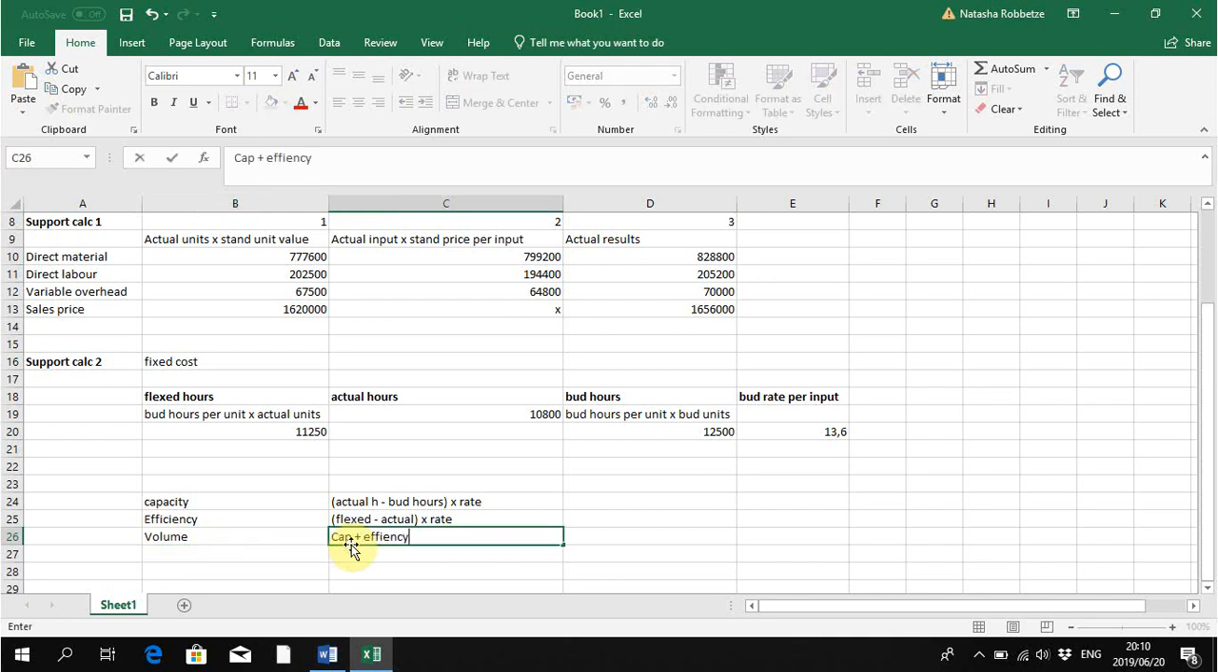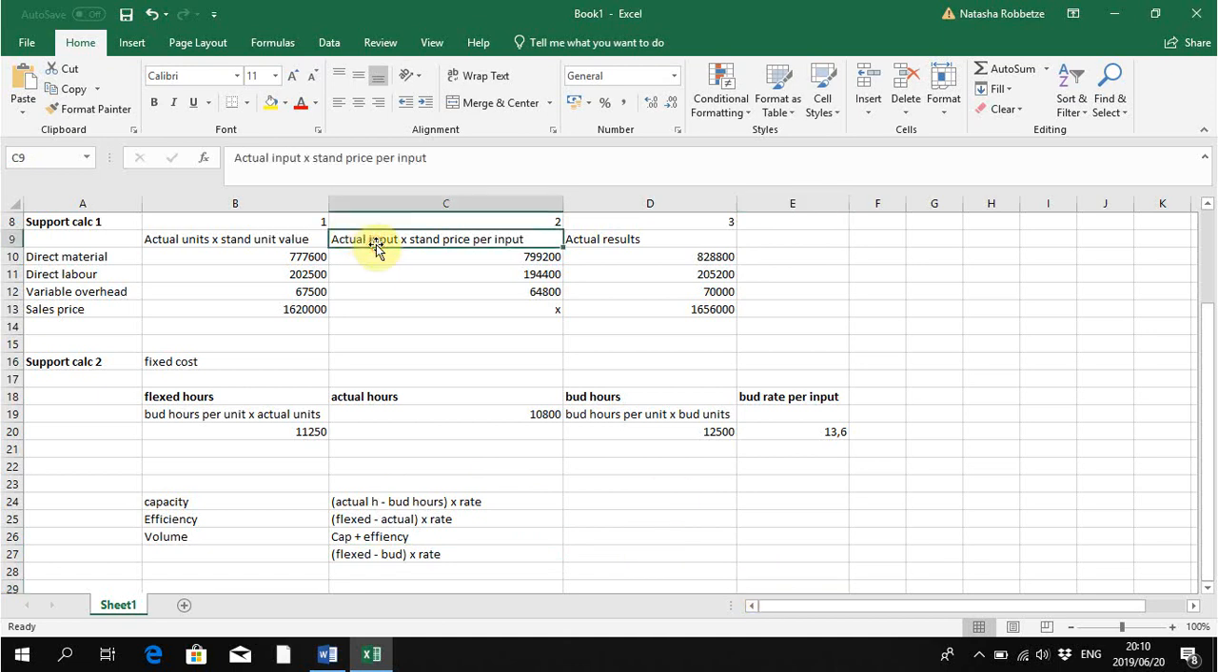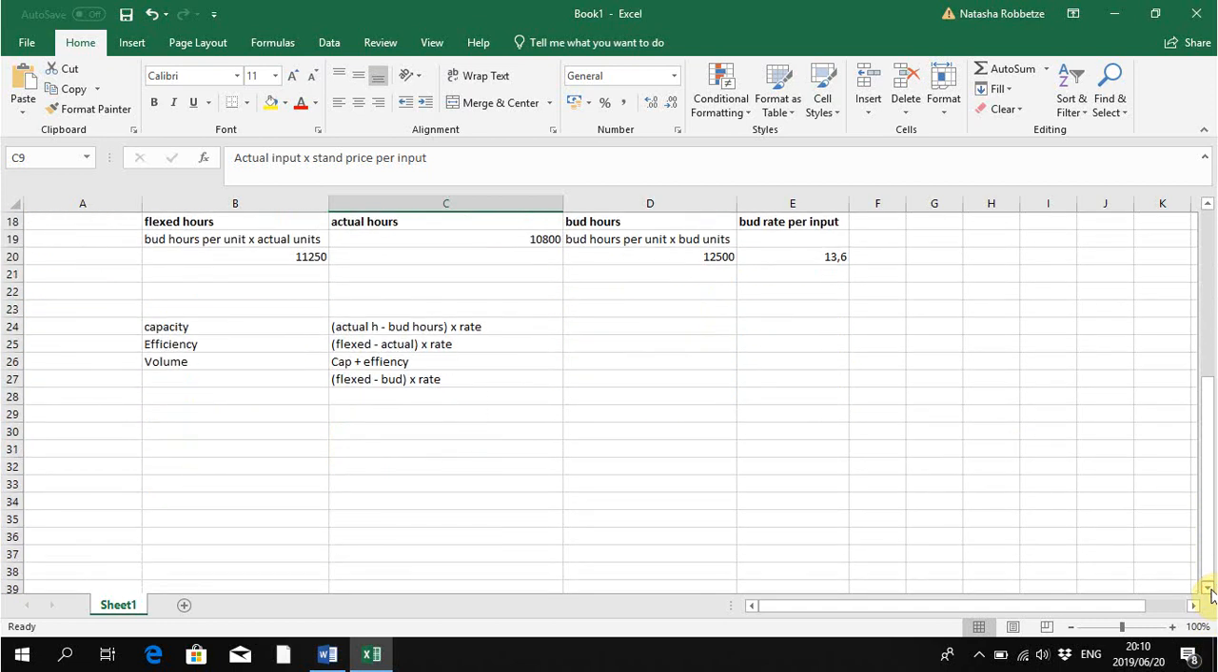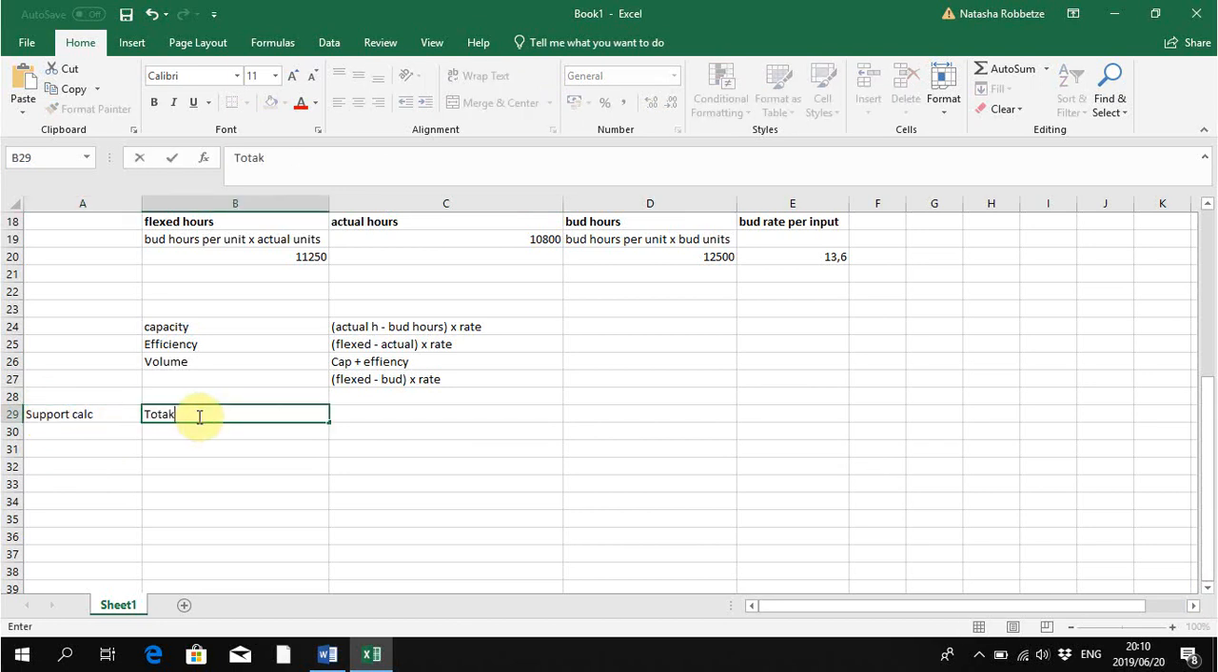But you can also use a formula to calculate it. If you want to calculate the volume variance, you can say it is your flexed hours minus your budgeted hours times the rate. So from this, you can calculate all of them by just applying the same mindset as you would in the top calculation. All right, then we are on our third calculation, our third support calc, which is my total budgeted profit.